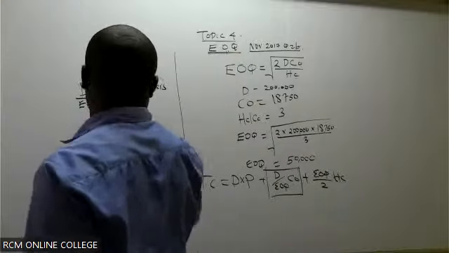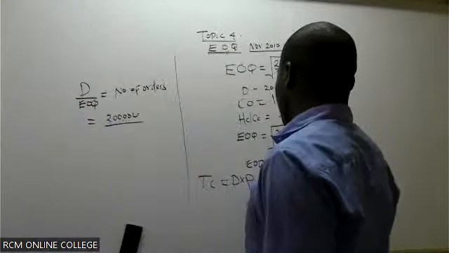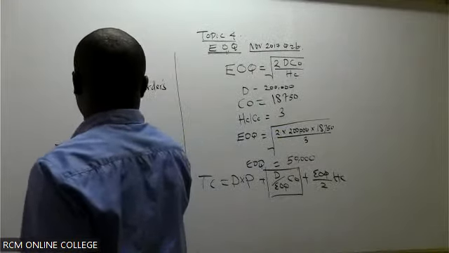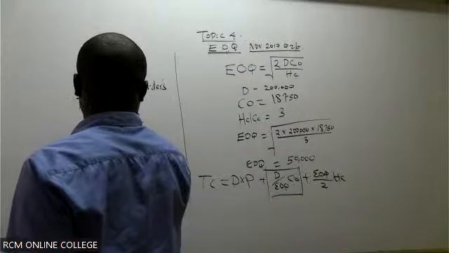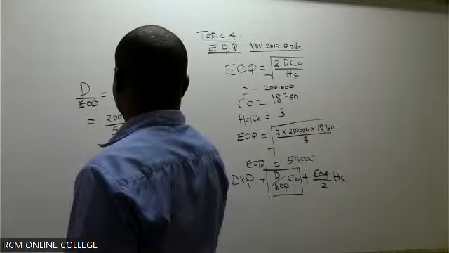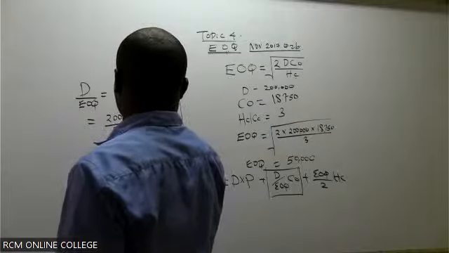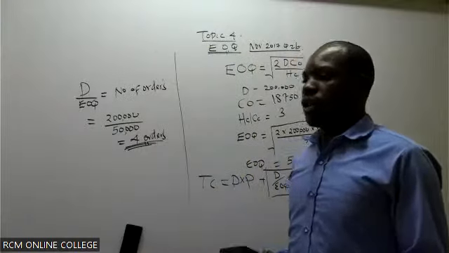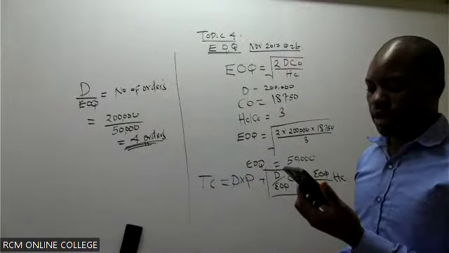How about economic order quantity? We calculated it in Roman 1 of the question, and you are getting 50,000. If that is done, we are getting how many orders? 4 orders. So that is what you are required to do in that particular question.